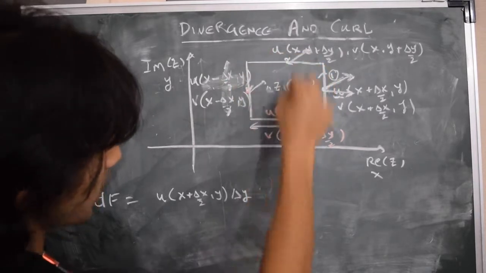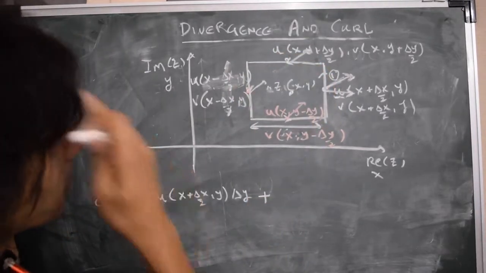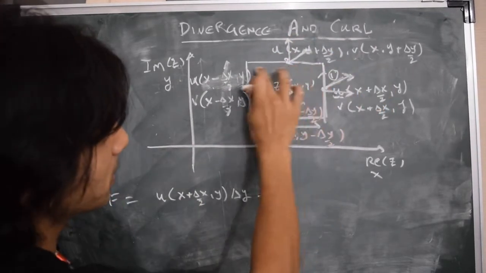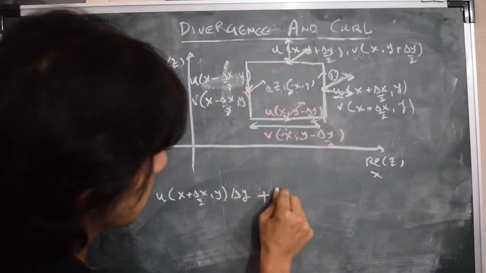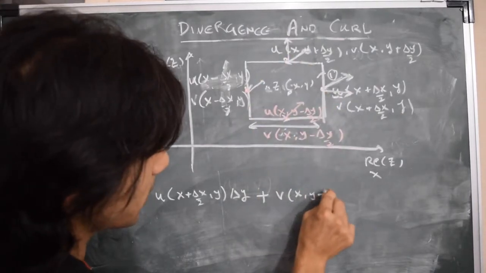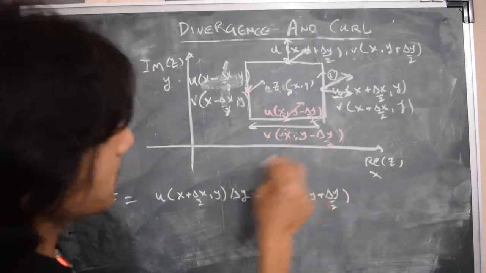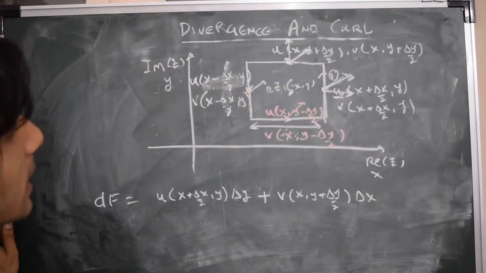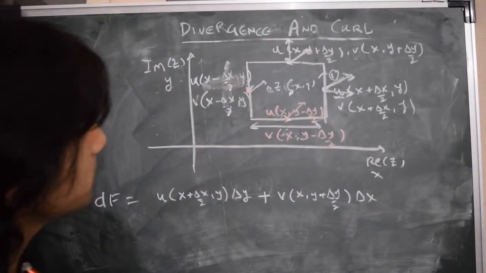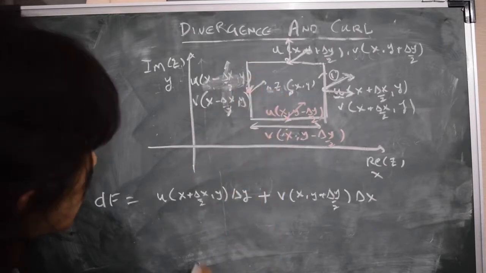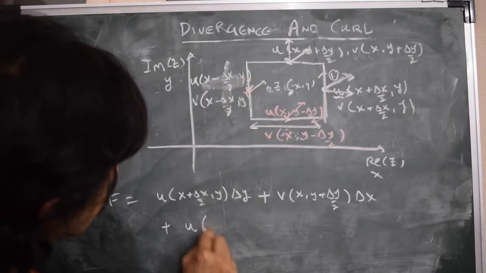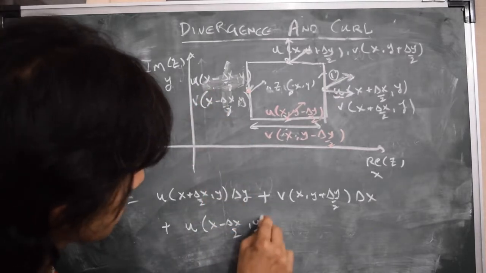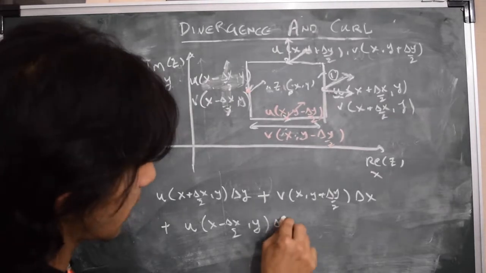Likewise, the flux across this segment will have its normal component now be the v component, because that's the one that's perpendicular to the segment. So it's v x comma y plus delta y by 2 times the length of the segment, and the length of the segment along the horizontal is delta x. Okay. Likewise, if you calculate the flux across this segment, we'll have the component u, which is x minus delta x by 2 comma y, times the length of the segment delta y.